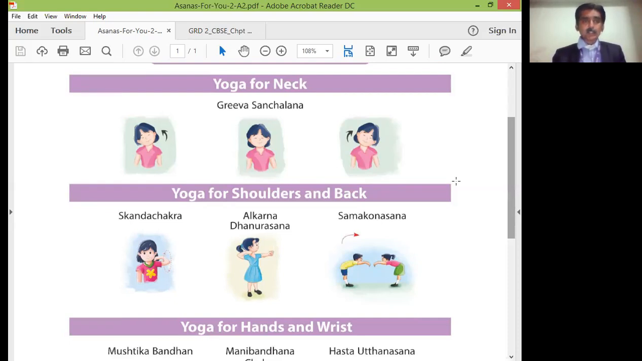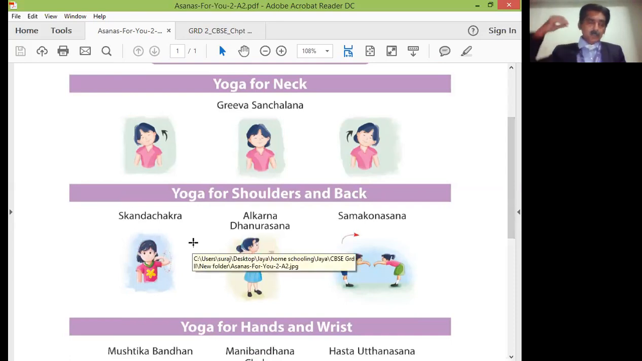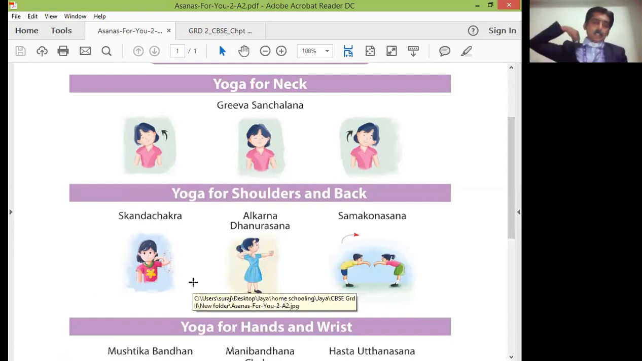Okay. Now see, this is yoga for shoulder and back. Now this is Skandha Chakra. Skandha means shoulder. And see the way she is moving her shoulder like this. You need to fold your hands onto your shoulder like this, and you need to just rotate it once. Okay. Clockwise. And again, pause for some time, rotate it towards anti-clockwise.